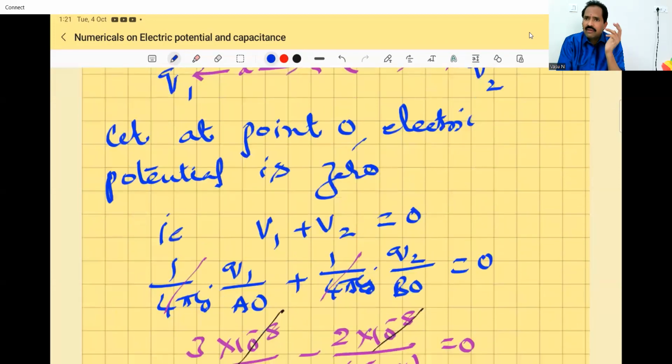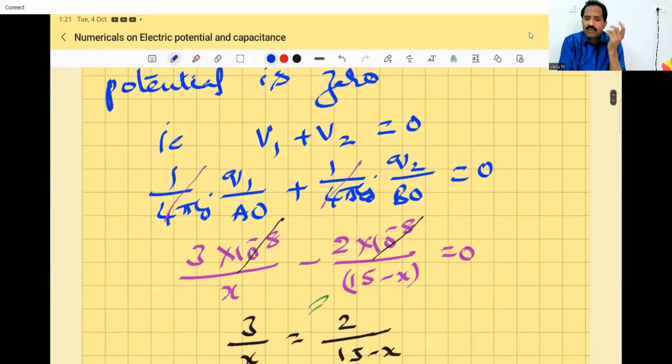So, we have to find the point where the net potential is 0. How many potentials are there? Two potentials, V1 and V2. So, take up that sum, V1 plus V2 is equal to 0, because it is a scalar. We can add up algebraically, not vectorially. So, V1 plus V2 is equal to 0.